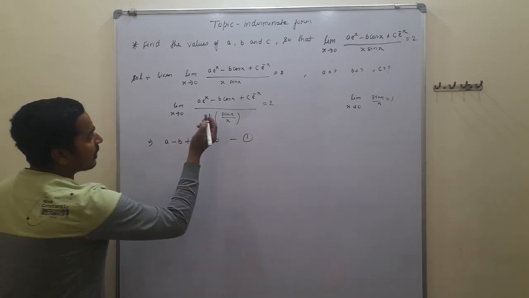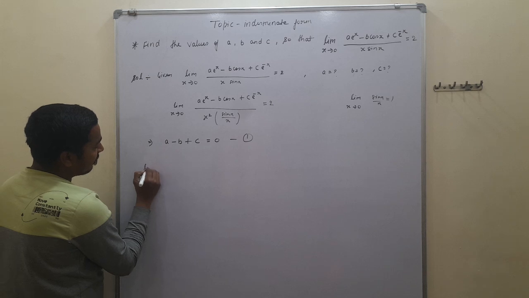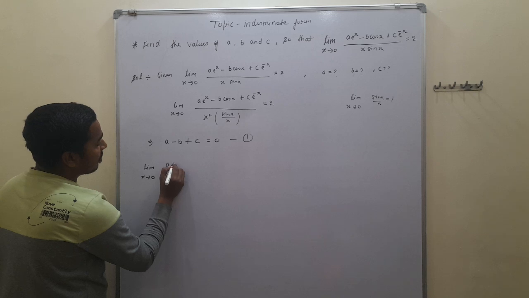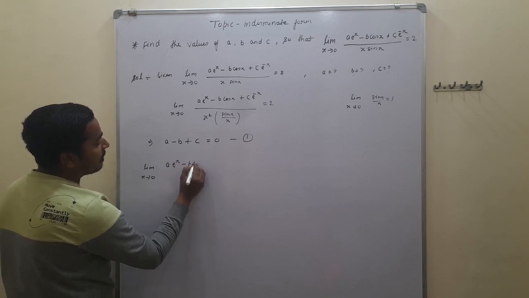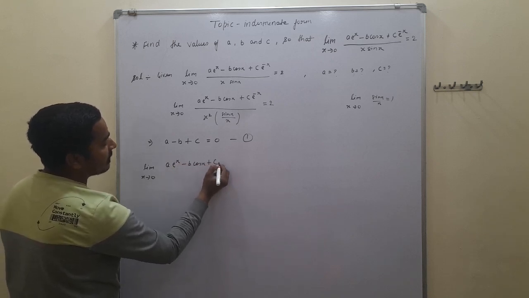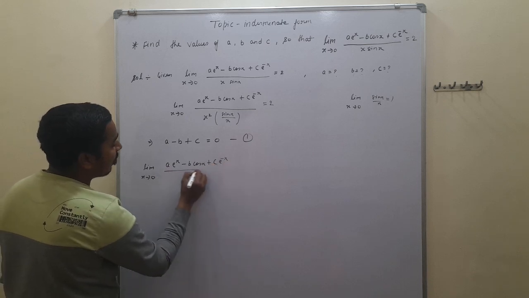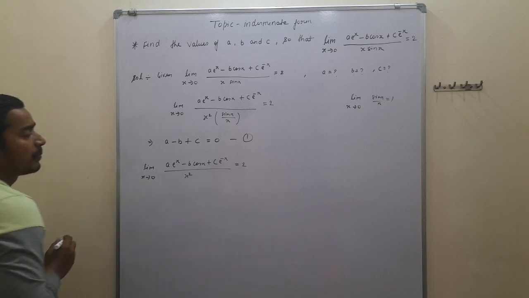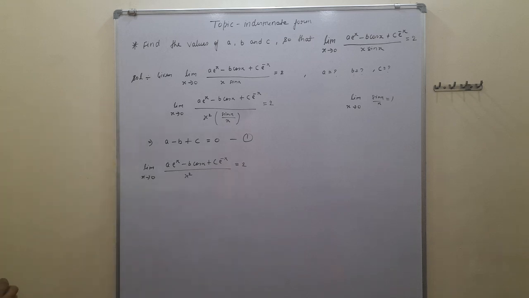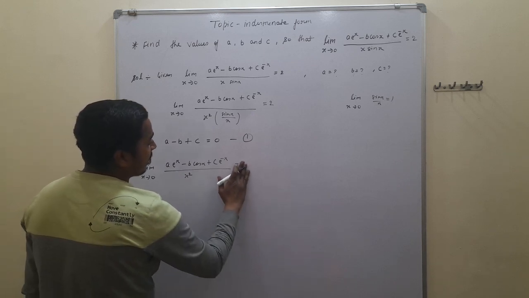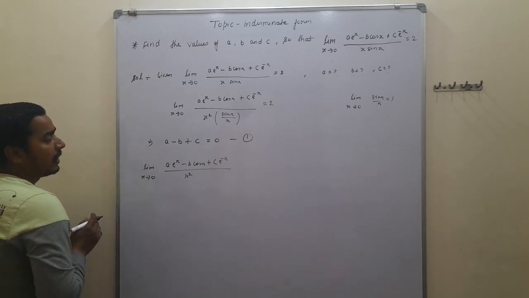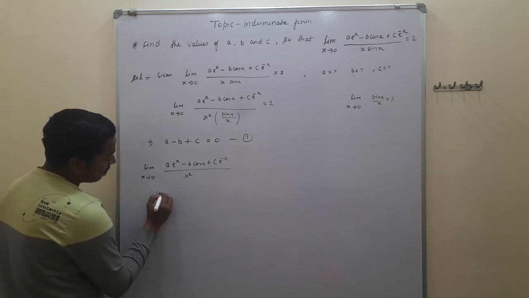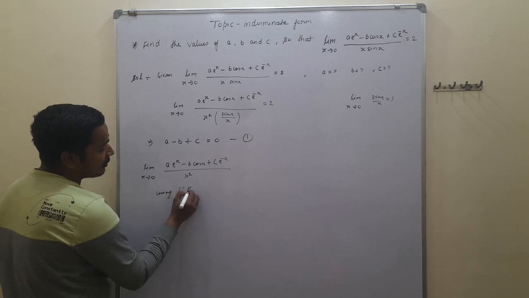And further we can write this as limit x tends to 0 of (a e^x − b cos x + c e^(−x)) upon (x square upon 2), and we have to use L'Hospital rule. When we use L'Hospital rule, we differentiate numerator and denominator separately.